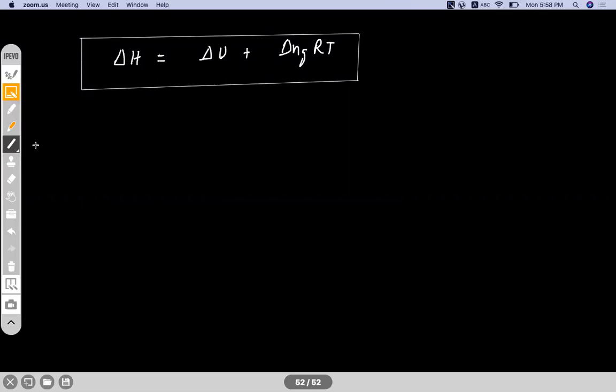This is the formula we have. We can use this formula for chemical reaction. For chemical reaction, delta NG we will calculate only for gases.